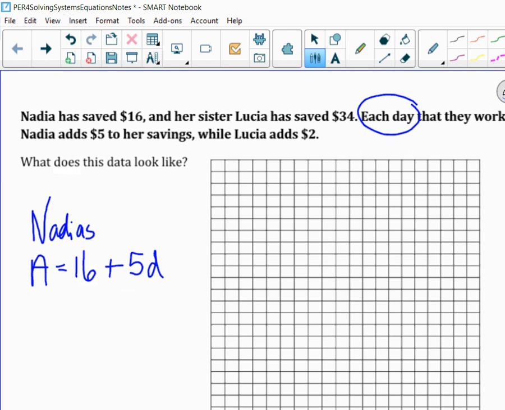Okay, so then now we have Lucia. Lucia starts with, her amount is 34, and then each day she adds $2. So does everybody see that because Nadia's adding more that eventually they'll be the same, and then somebody will overtake it? Okay, so now my question to you is, do I need a 4-quadrant graph or a 1-quadrant graph or a 2-quadrant? 1, okay, because they're both positive, right?